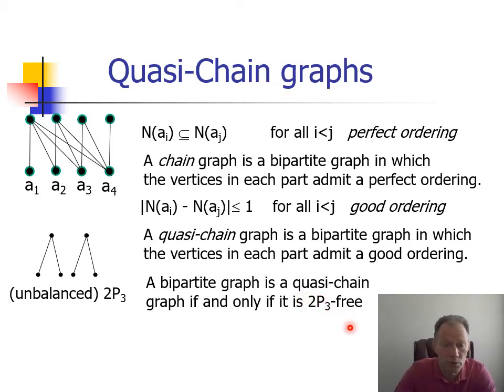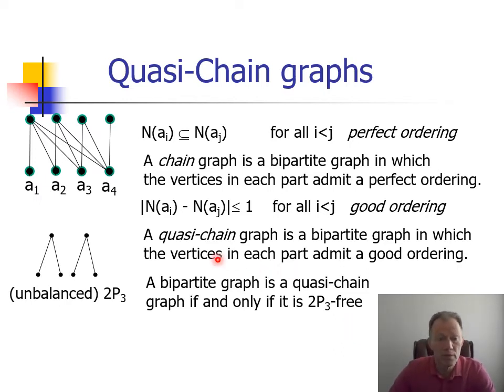This is not a new class of graphs. It was studied in the literature. I will mention some papers. But the new paper, the paper I'm presenting now, is the first one which is devoted entirely to this class of graphs. That's why we decided to introduce a special name for graphs in this class, quasi-chain graphs.